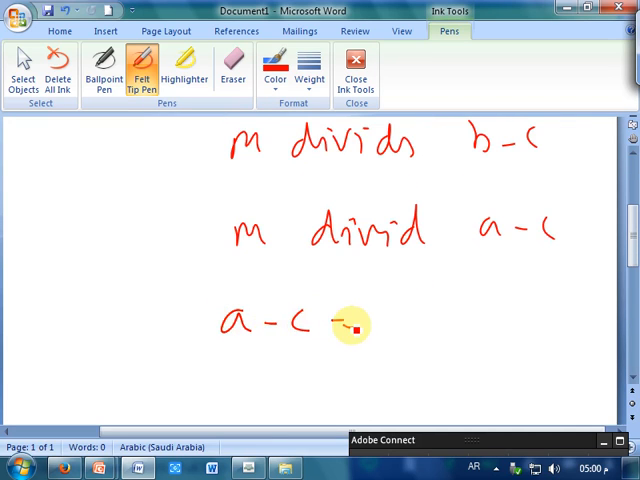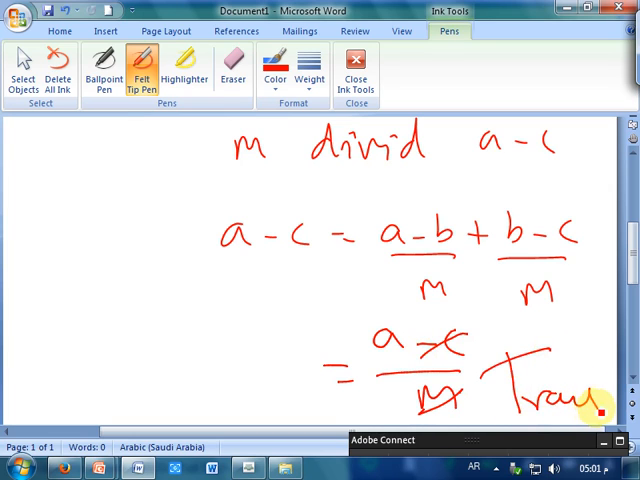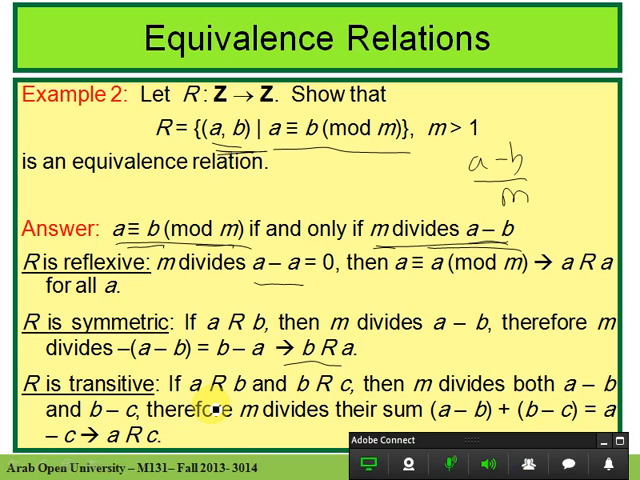a minus c is what? a minus b plus b minus c. If it is divided by m and divided by m, you add these two. If you add these two, a minus c is divided by m. So m divides a minus c. Correct? So it satisfies the transitive property. Hence this is an equivalence relation.